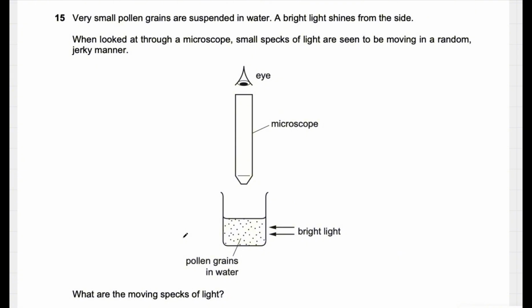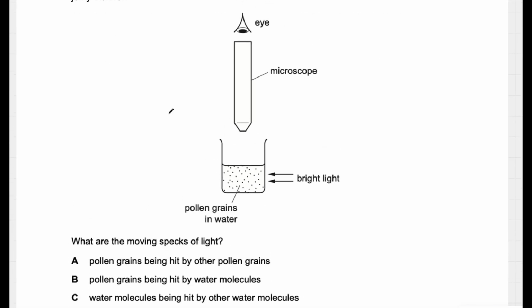Has something to do with what? Brownian motion. Very small polygrains are suspended in water. A bright light shines from the side. When looked at through a microscope, small specks of light are seen to be moving in a random jerky manner. This is the eye looking through the microscope to look at polygrains in water. You shine light to it and see how the polygrains are moving.